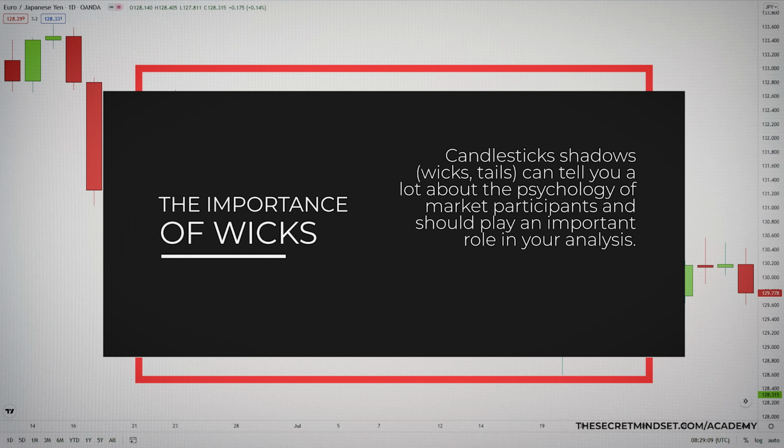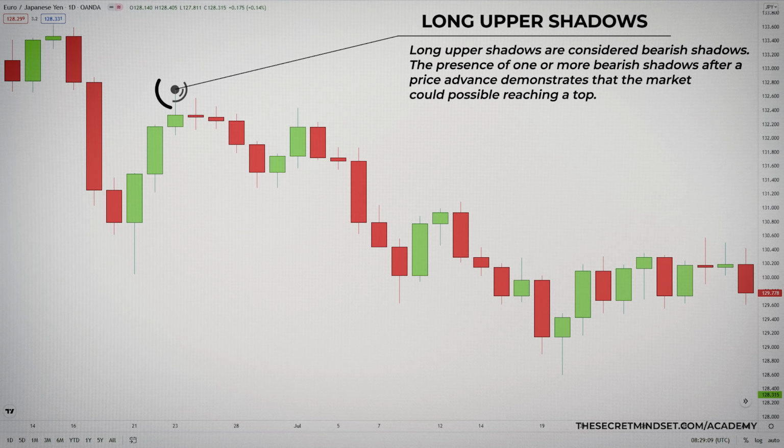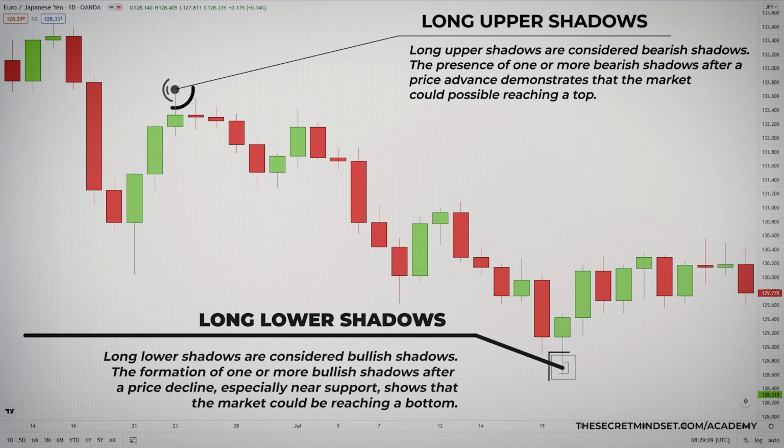Candlestick shadows can tell you a lot about the market psychology of market participants and should play an important role in your analysis. Long upper shadows are considered bearish shadows. The presence of one or more bearish shadows after a price advance demonstrates that the market could possibly be reaching a top. There is not enough demand at higher prices to continue to move the price upward, at least for the short term. Long lower shadows are considered bullish shadows.